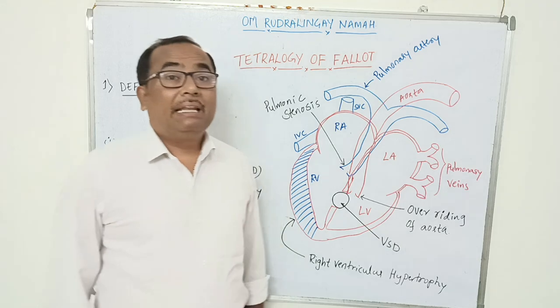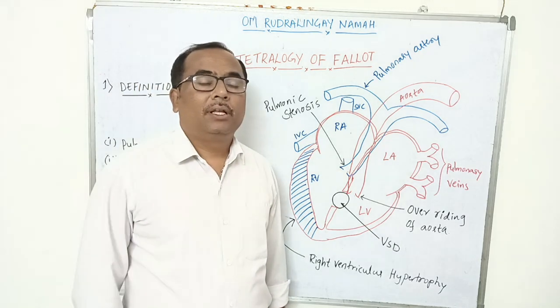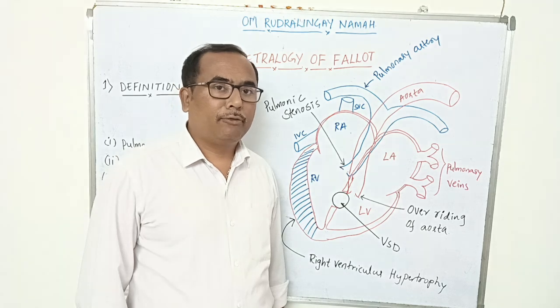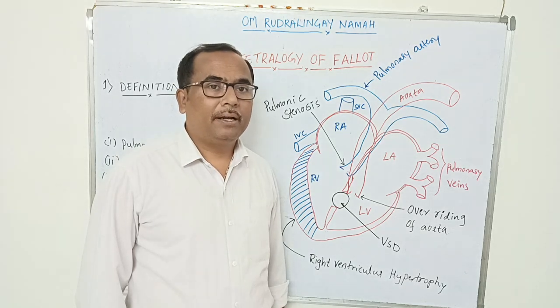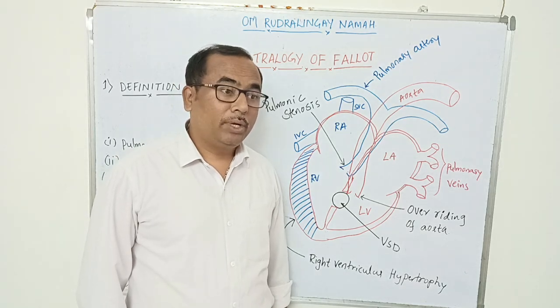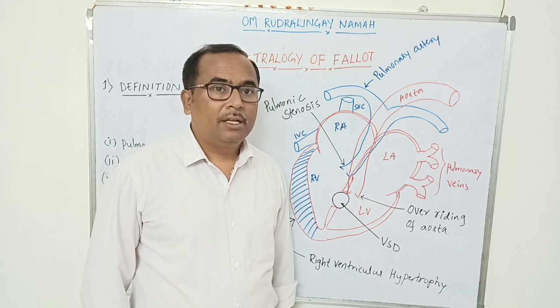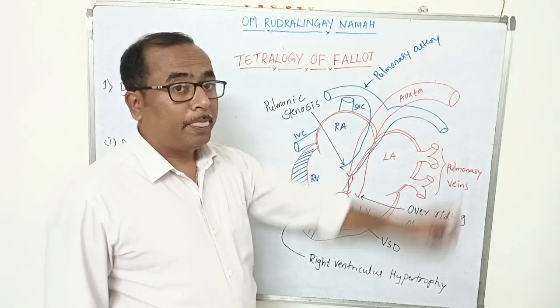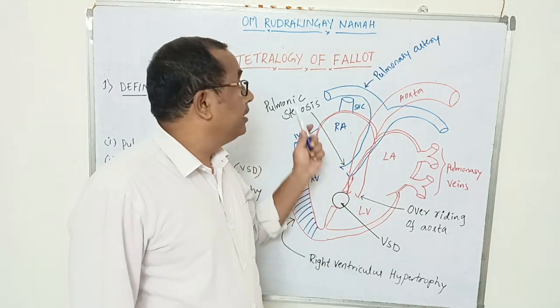Okay, in the last few classes we have discussed the congenital heart diseases, that is atrial septal defect, ventricular septal defect and patent ductus arteriosus. So today I am going to begin with the cyanotic congenital heart disease, that is tetralogy of Fallot. Okay, so let's begin with the tetralogy of Fallot.